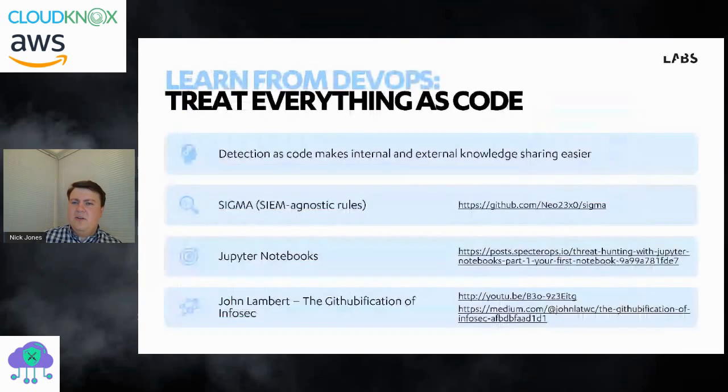So one really important lesson to take away from the rest of the cloud community is to treat everything as code. The DevOps guys have really got this down. And we're starting to see the security industry get on board as well in the detection space. The big reason for that is that if all of your detection is defined as code, it makes it much easier to share knowledge internally, because anyone can just take a look at your rules.